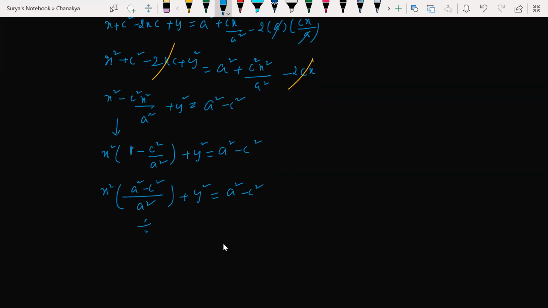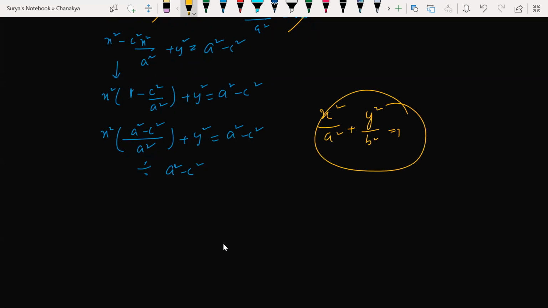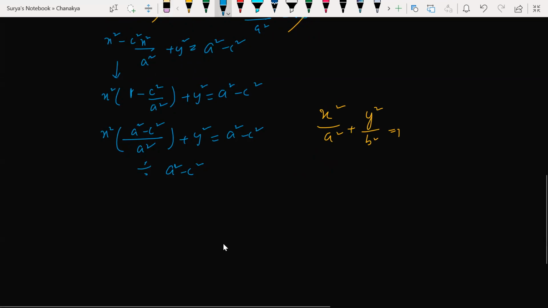So what will I do now? Both sides I divide with a square minus c square. Why, tell me. If I divide, then only my right-hand side will become 1. Why should we bring it as one? Look at this, x square by a square plus y square by b square is equal to 1. This is my standard equation, right? So in order to get this form, I must divide with a square minus c square on both sides, correct?